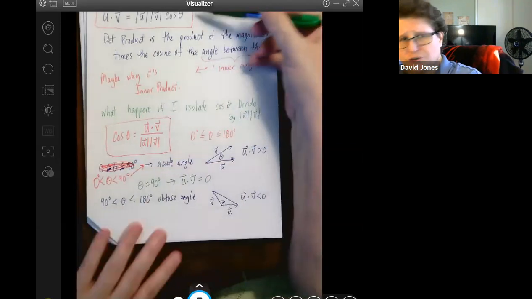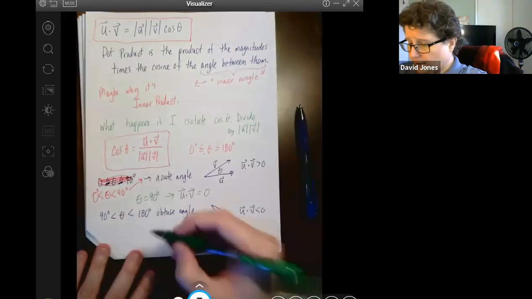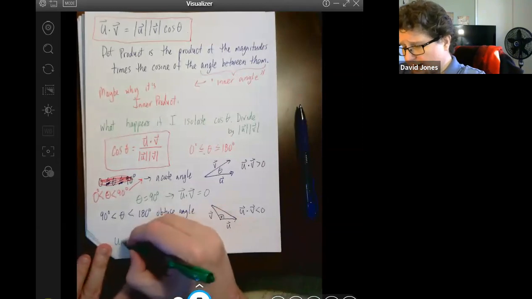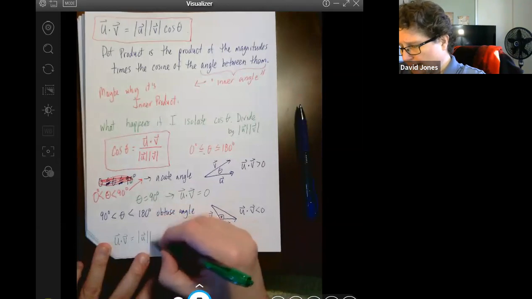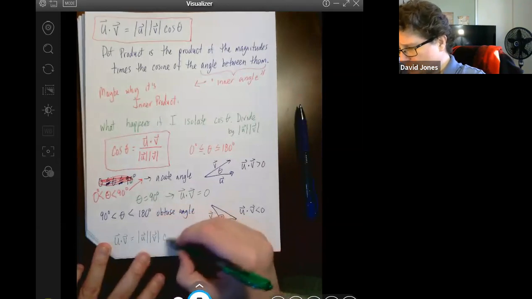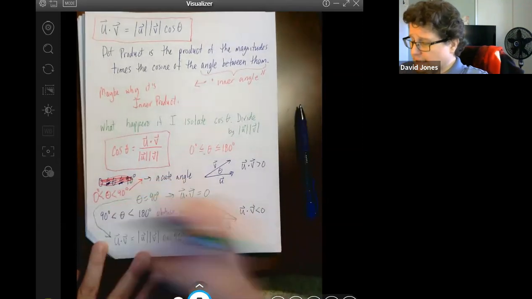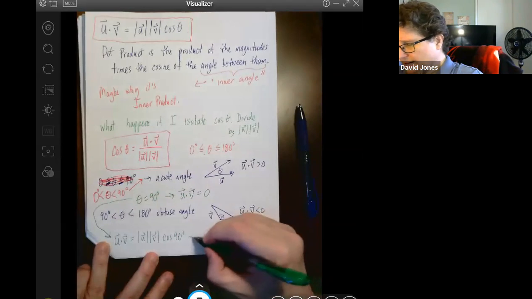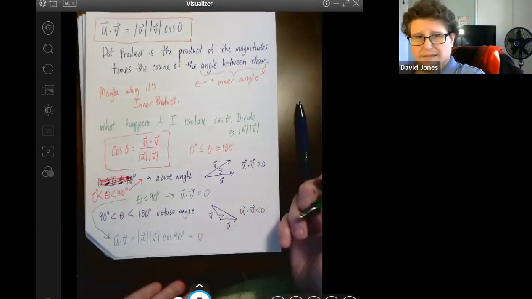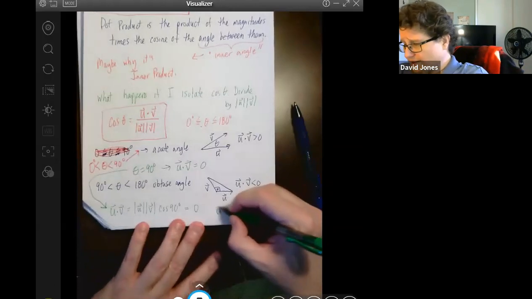Notice that holds true in this formula. u dot v equals magnitude of u, magnitude of v, cosine of 90 degrees. But cosine of 90 degrees is 0. That's another way of showing u dot v equals 0.